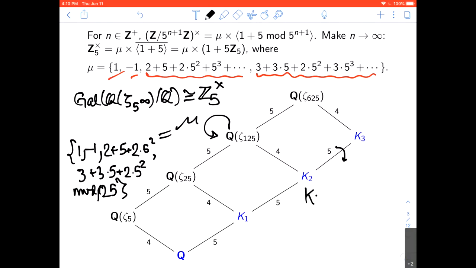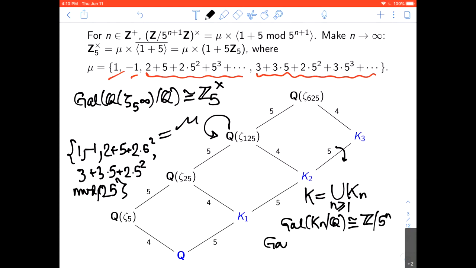So if you take the union of these fields, each is inside the next one, then the Galois group at every finite level is cyclic of order 5 to the n, and at infinite level, the Galois group looks like the additive group of 5-adic numbers. It's not literally the additive group. It's really, maybe I really should put it this way. What it really is, more directly.